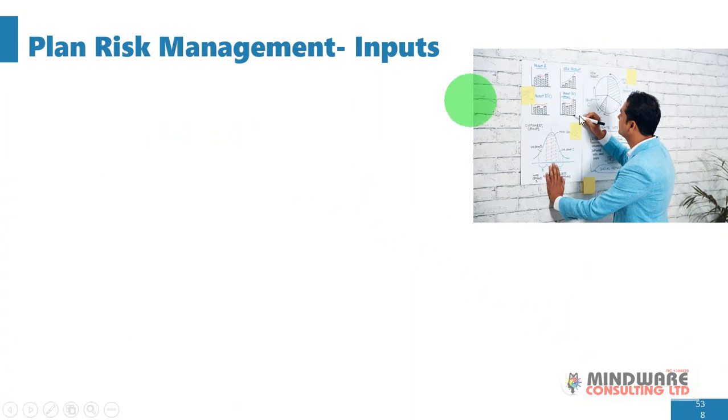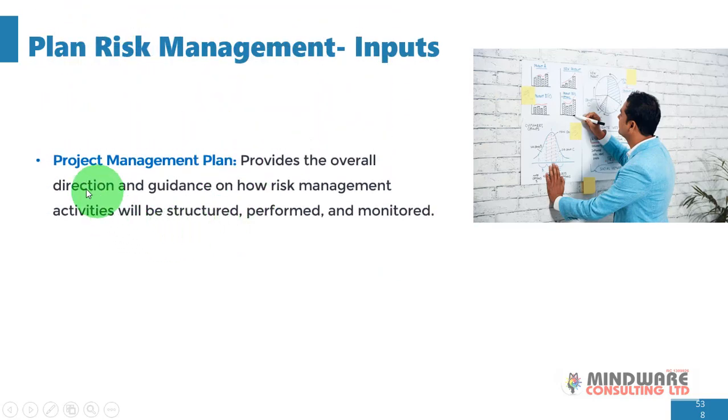So what inputs do we use for this particular process? Firstly, we have the project management plan. This is a document that provides overall direction and guidance on how risk management activities will be structured, performed, and monitored. At the beginning of the project, you have your project management plan. Like we've already established before, the project management plan encompasses the whole project from beginning to end. Within it, you now have various plans depending on which area you're working on at a particular time.